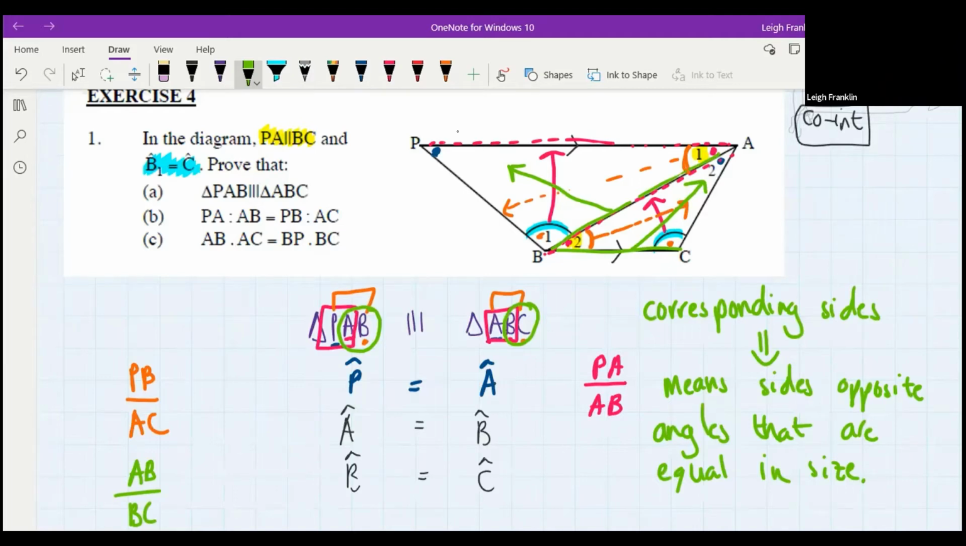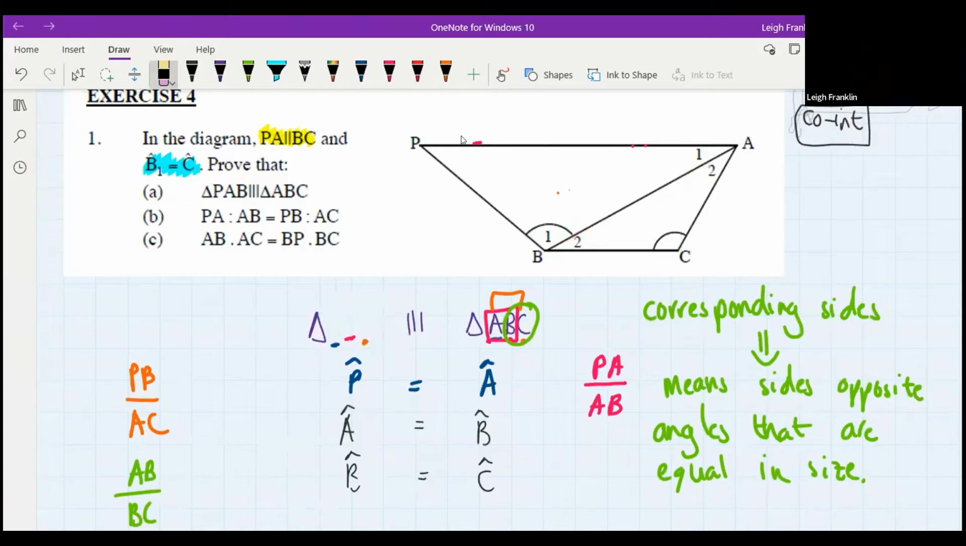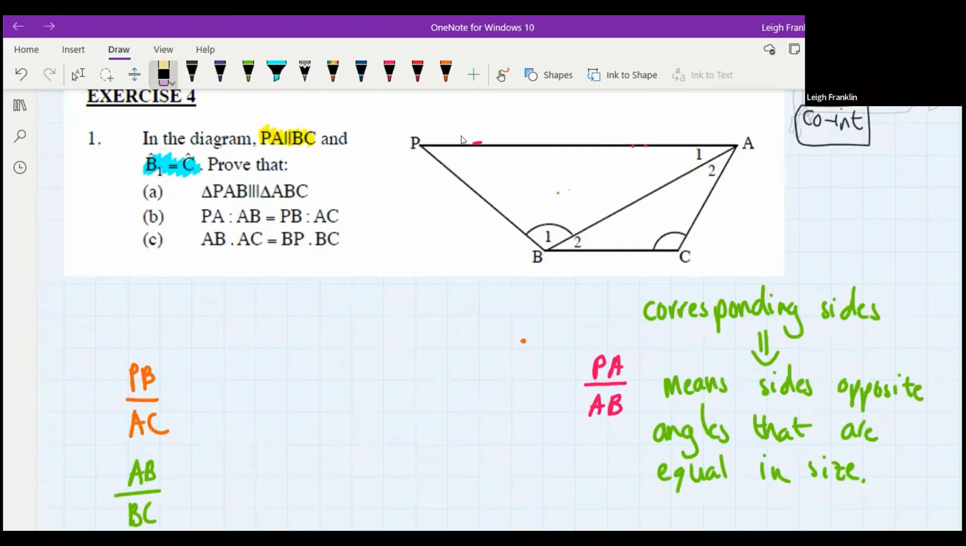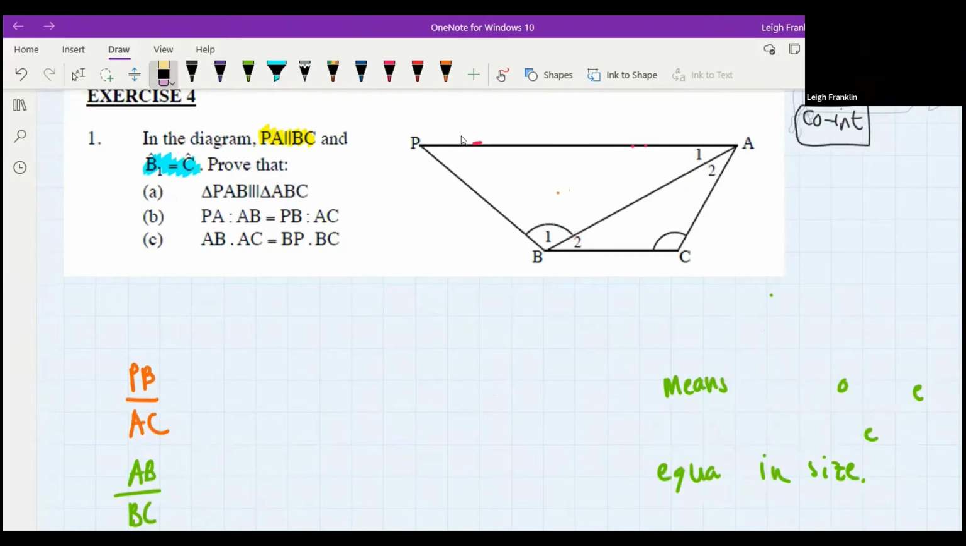So now all of this is very helpful because they're literally telling you which angles are equal. All you need to do is find the reasons why. That's what's so awesome when they tell you in which triangles you can work. Because straight away you can see, well, angle P in the first triangle equals angle A in the second, and angle A in the first equals angle B in the second, and angle B in the first equals angle C in the second. We just need to find the reasons why.